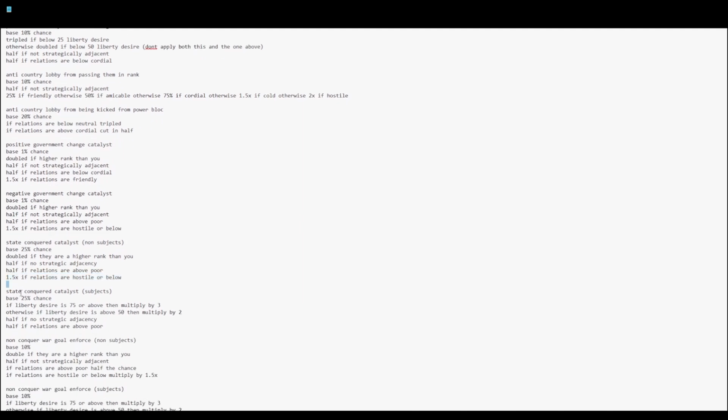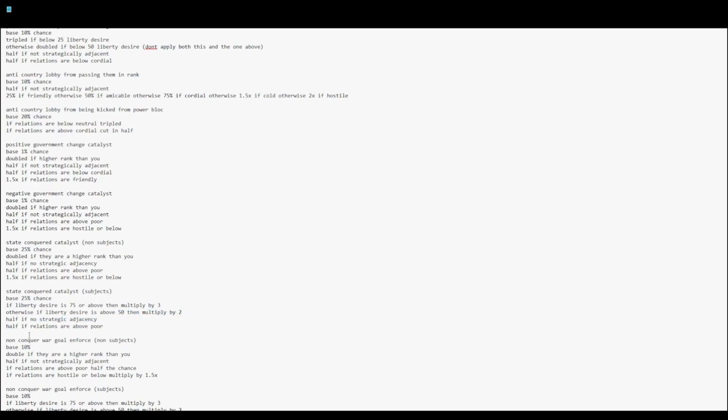State conquered catalyst, but for subjects this time. This one's got a base of a 25% chance. If liberty desire is above 75, then multiply by 3. If liberty desire is above 50, then multiply by 2. Don't apply these at the same time, of course. Half if not strategically adjacent, half if relations are above poor.